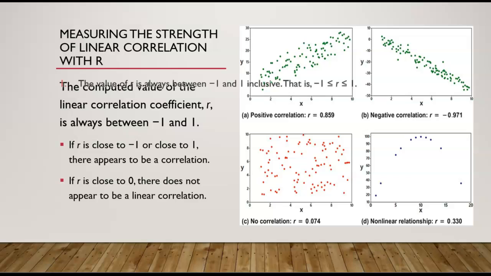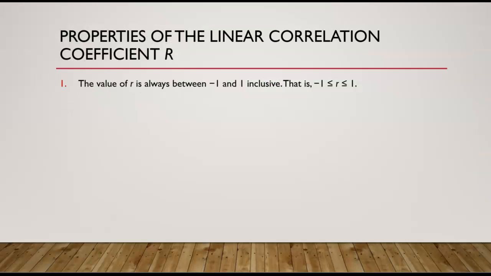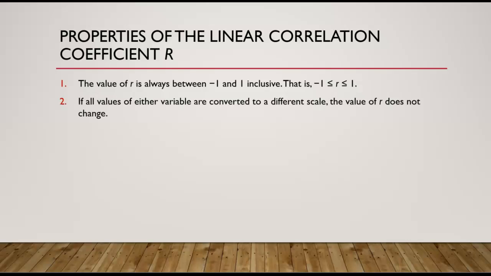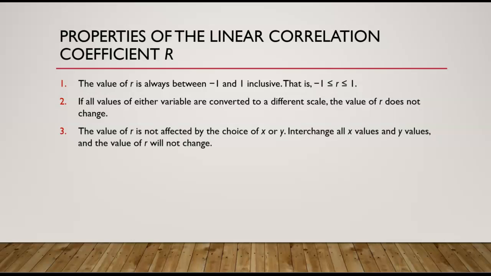Here are some properties of the linear correlation coefficient R. The value of R is always between -1 and +1. If all values of either variable are converted to a different scale, the value of R does not change. The value of R is not affected by the choice of x or y. Interchange all x values and y values, and the value of R will not change.